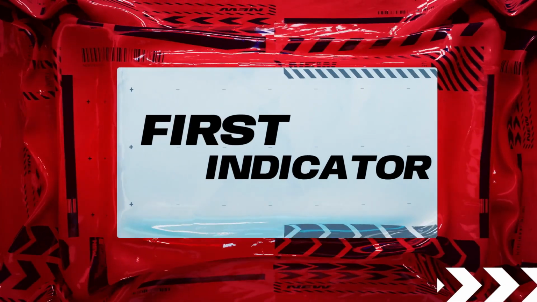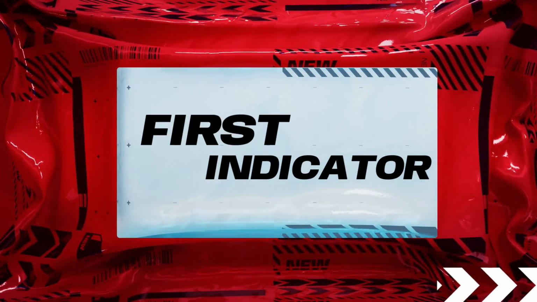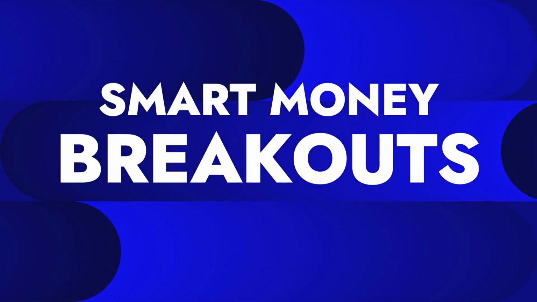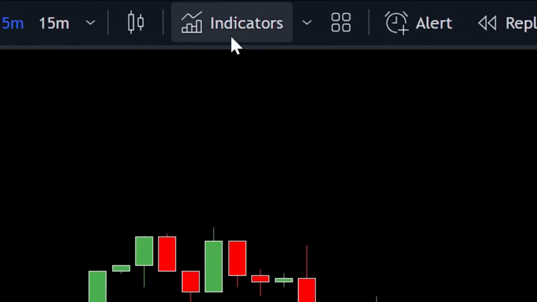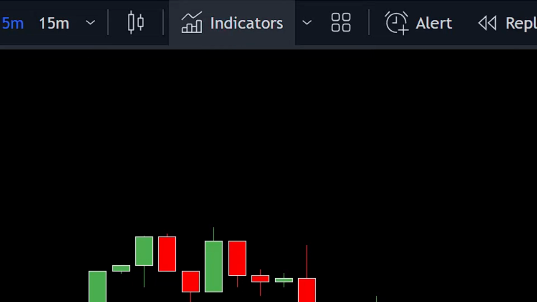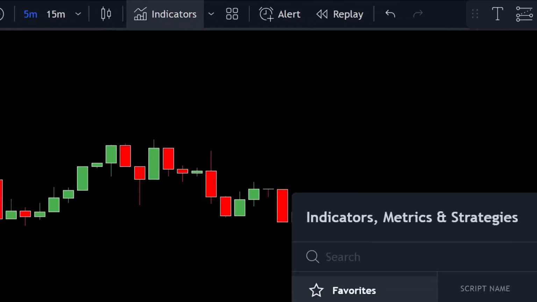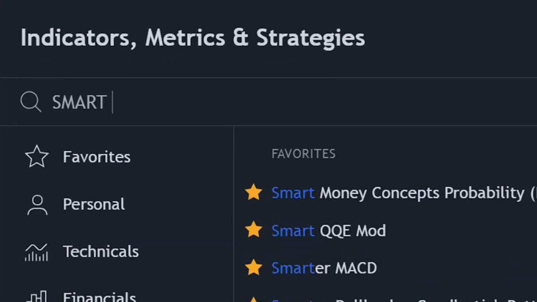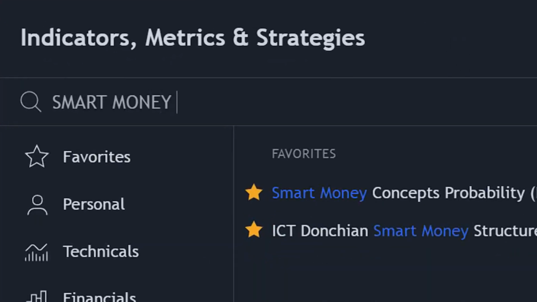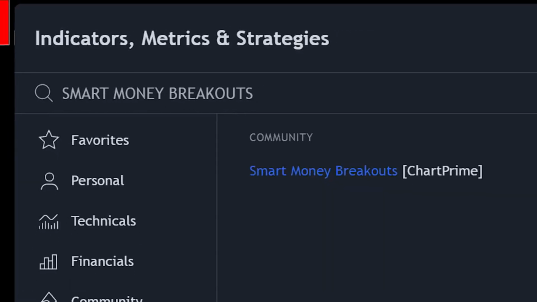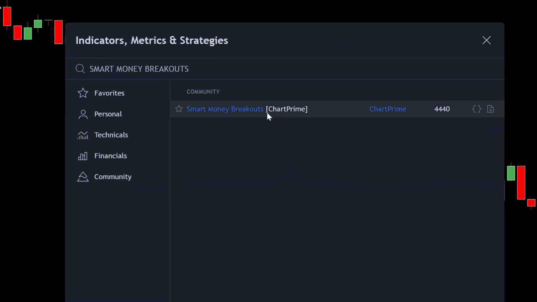Now we're going to add a key ingredient to our strategy, the Smart Money Breakouts indicator. Adding this handy indicator to your chart is a breeze on TradingView. Just look for the indicators button on the toolbar at the top of the chart. Then click on it and a little window will pop up. In the search bar within that window, type Smart Money Breakout. After hitting enter, you'll see a list of results. Simply find the one you want and click on it to add it to your chart.